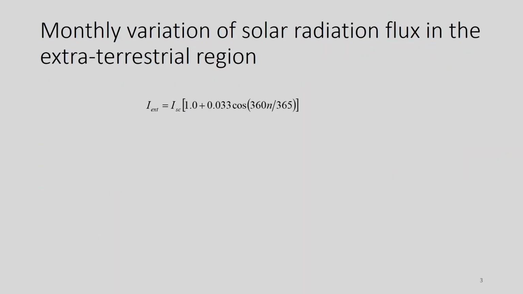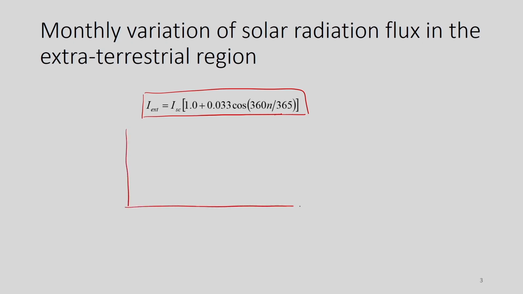Also, let us summarize the monthly variation of solar radiation flux in the extraterrestrial region. Already we have studied this expression and we understand how the extraterrestrial intensity is varying with number of days. We can also plot this variation.